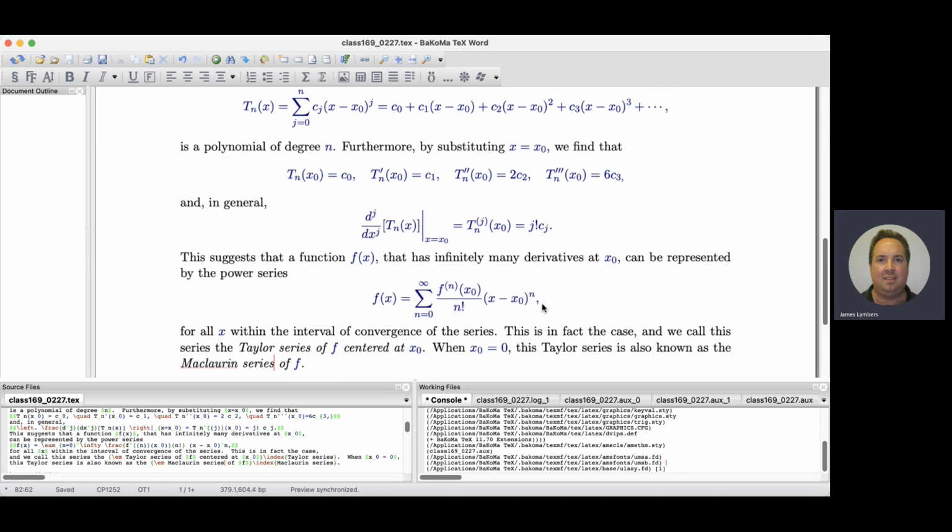So for any functions that we've seen before, when we were able to get the power series for a given center, that also was a Taylor series. It's just that now we have a general formula for all the coefficients.